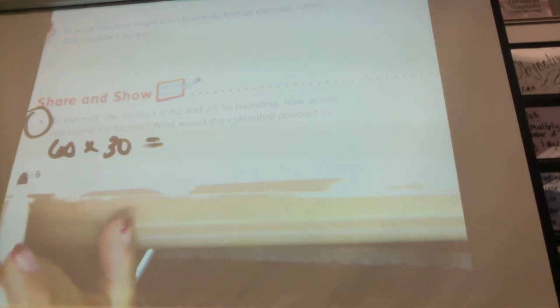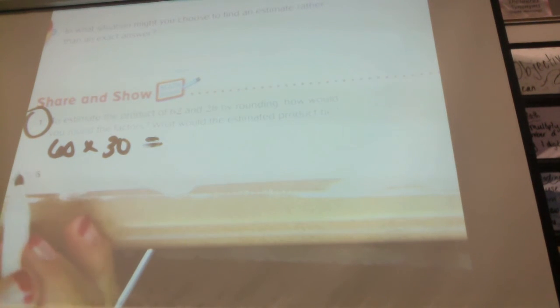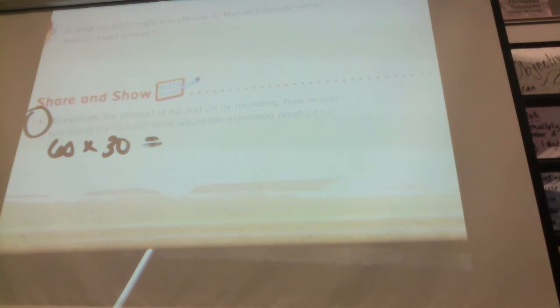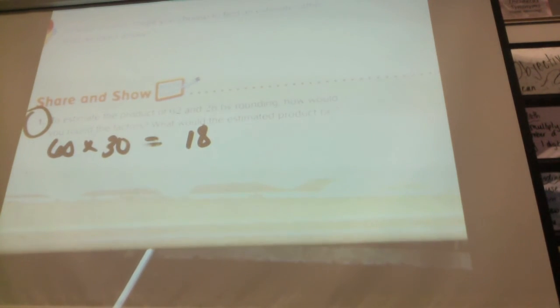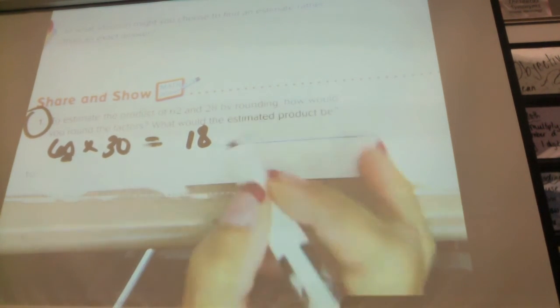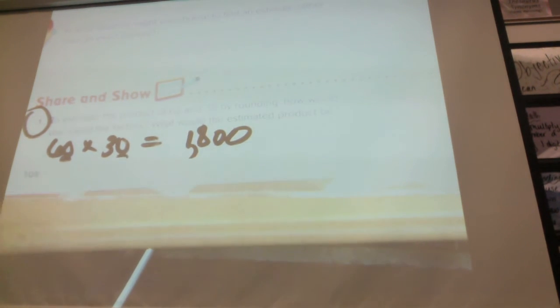What's the first thing I need to multiply? 6 times 30. I need to multiply the 6 times 3. What is 6 times 3? 18. Now I'm going to multiply it by this tens, and I'm going to multiply it by this tens. So my answer should be 1,800.